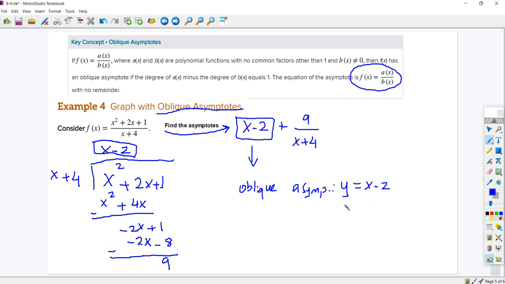It was asking also for the x-intercept. You know how to find it. You will just set the top equal to 0 and solve for it. That's it. I just skipped that part.